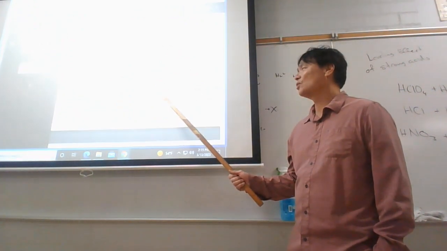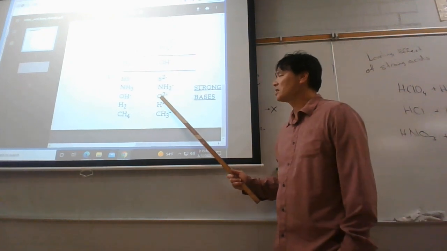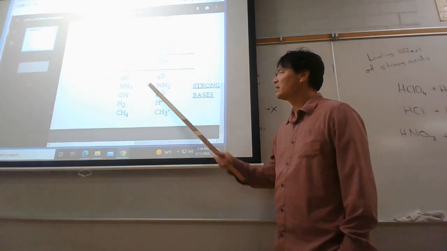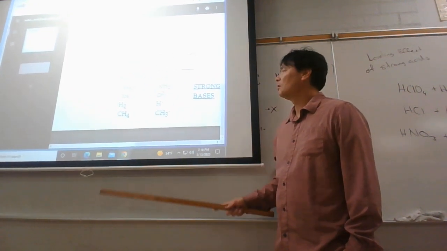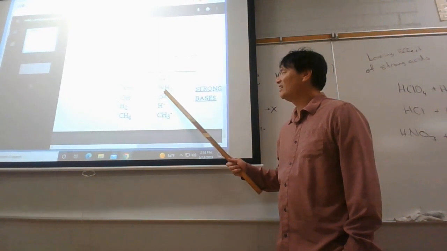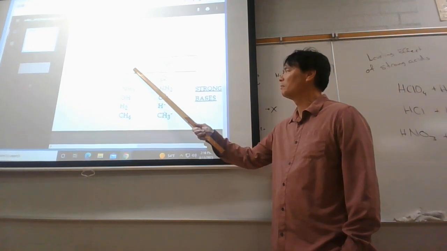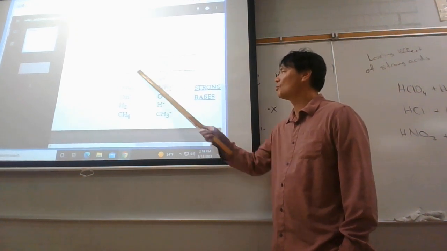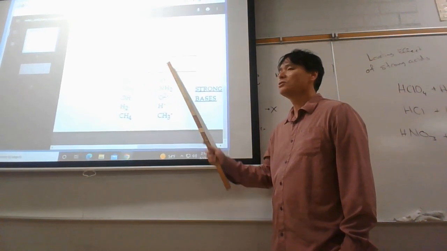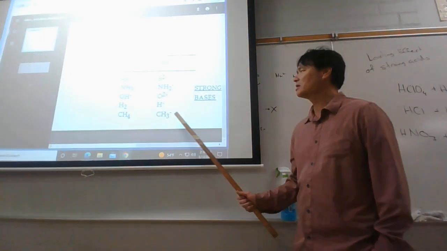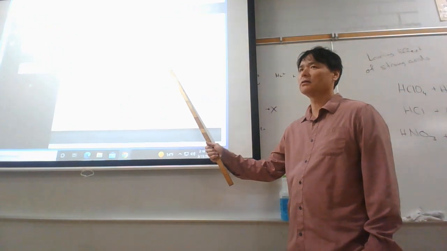It turns out it's not going to be possible because oxide is too strong to exist in water. What happens is the oxide will attack water. When oxide attacks water, what does it form? Hydroxide. Well, what about amide? When I try to make a solution of amide, the amide is too strong. Amide attacks water to form hydroxide. Sulfite attacks water to form. Methide attacks water to form. And so what that means is the strongest base that can exist in water is hydroxide.